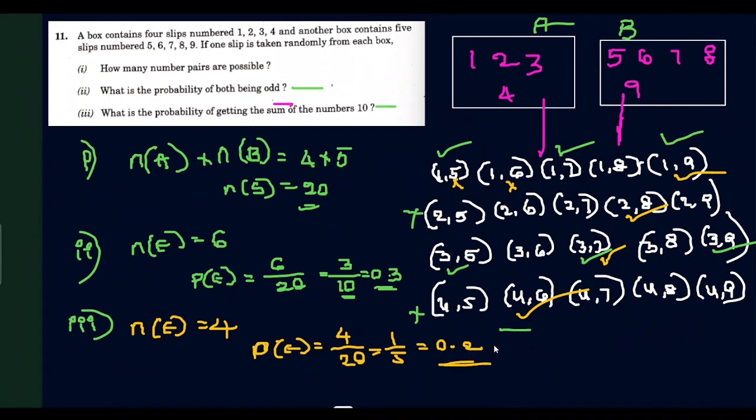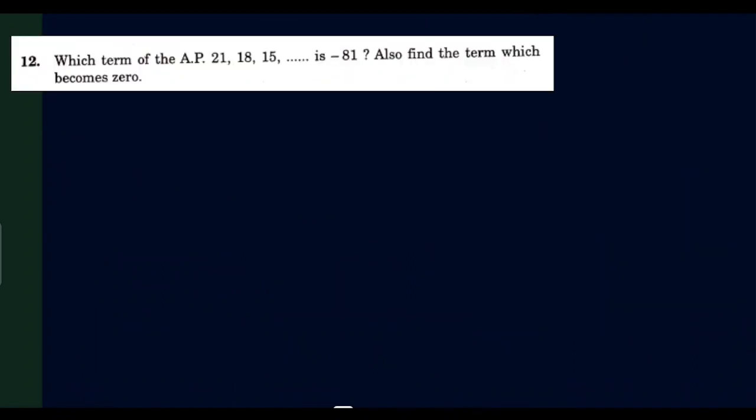Okay, so this is how we can find all the possibilities, and this is only possible when you write all the possible pairs once. And for this question again you'll get 4 marks. Fine, let's see the next question.